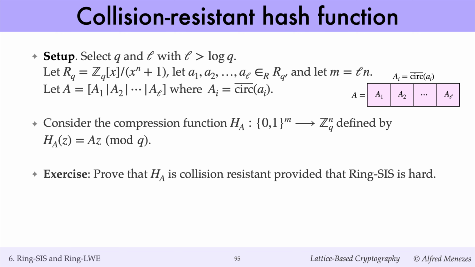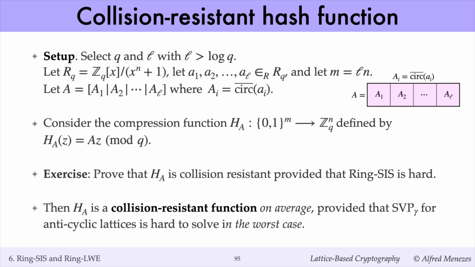As an exercise, you can prove that HA is collision resistant under the assumption that Ring-SIS is hard on average. Combined with the worst case to average case reduction of Lyubashevsky and Micciancio, this establishes that HA is collision resistant on average, provided that approximate SVP for anti-cyclic lattices is hard in the worst case.